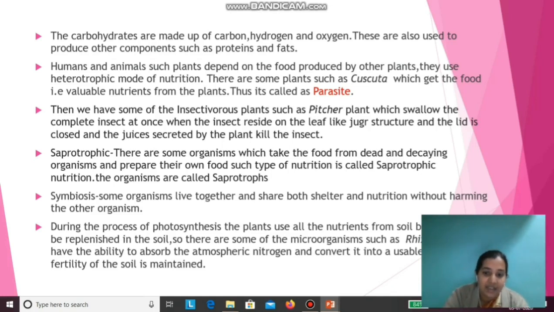Correct. Then comes symbiosis. What is symbiosis? That means some organisms live together and share both shelter and nutrition without harming the other organism. So this is the main difference between parasite and symbiosis. In case of parasite, you're killing the other organism, but in case of symbiosis, you're exchanging the nutrition and shelter without harming the other organism.